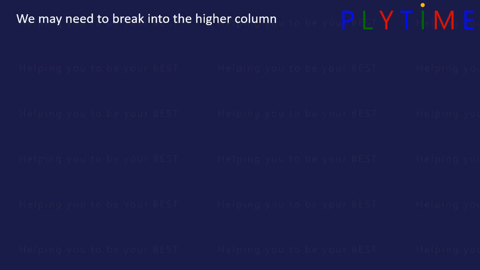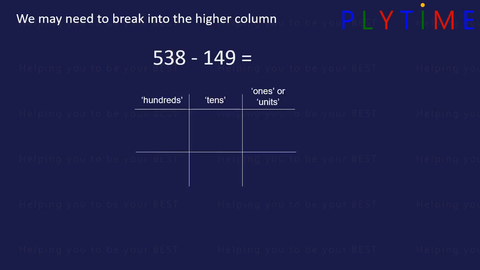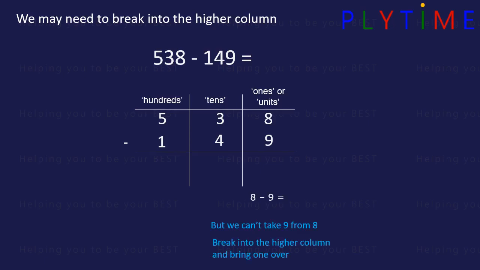We may need to break into the higher column. 538 minus 149. Write the numbers in our columns. And then we subtract. 8 minus 9. We can't subtract 9 from 8, so we need to exchange one of the 10s from the higher column and bring it over, so we exchange one 10 for 10 ones or units. Now we have 18. 18 minus 9 equals 9.